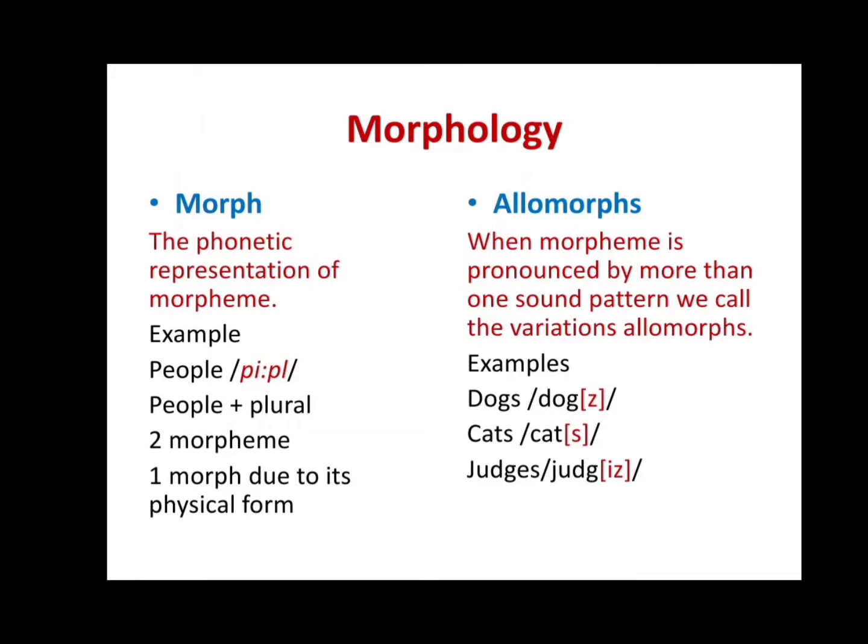Next we talk about what is allomorph. Allomorph: when a morpheme is pronounced by more than one sound pattern, we call the variation allomorphs. For example, dogs, z sound, cats, s sound, judges, z sound. These variations are also known as allomorphs.